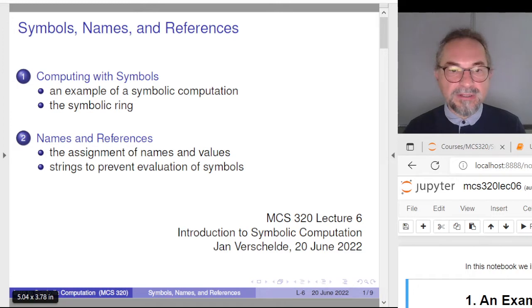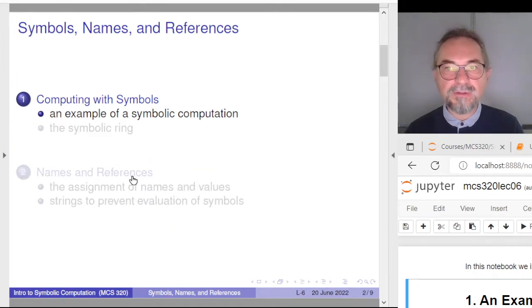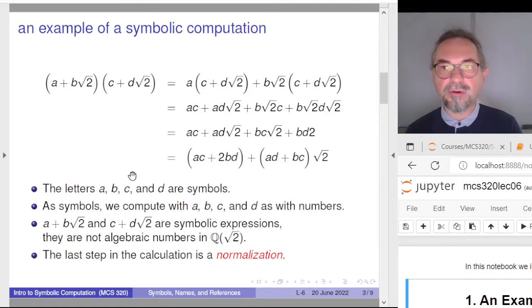Okay, so let's dive in. So let's consider a symbolic computation. So we have 5 symbols here, the letters A, B, C, and D, and essentially also the square root of 2. The square root of 2, as we have seen in an earlier lecture, can be interpreted as an unevaluated function call. Okay, so what do we do?